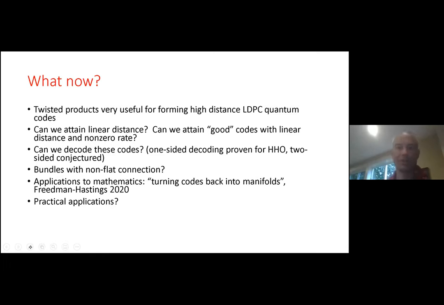So where do we go from here? Twisted products seem like they're very useful for forming high distance LDPC quantum codes. And I should emphasize, actually, products play a role in all these things.